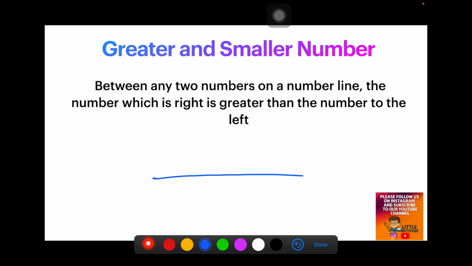Okay, I am drawing one line here, with 1, 2, 3, and minus 1, minus 2, like this. So what we discussed is that whatever number is to the right is always greater than the number to the left. So 1 is greater than 0, then 2 is greater than 1, then 3, which I mentioned here, is greater than 2. Whatever is to the right of a number is greater than the one to the left.